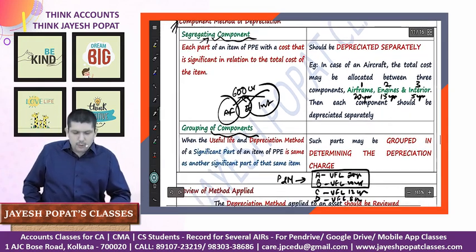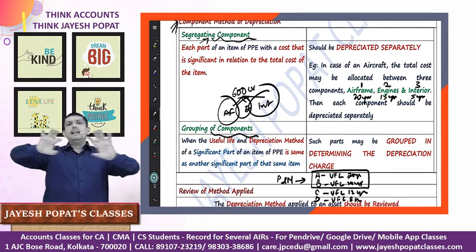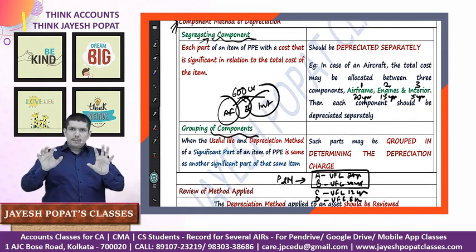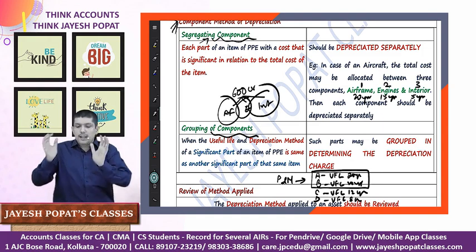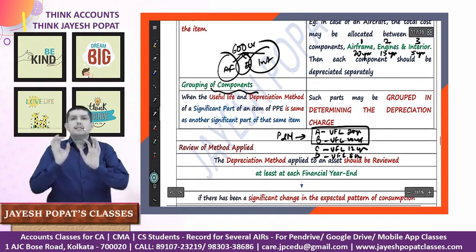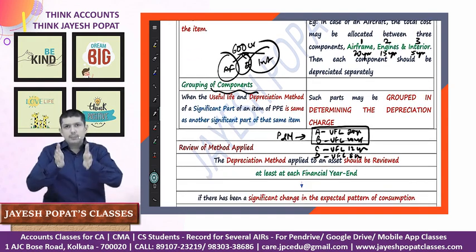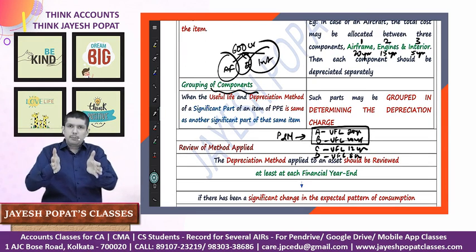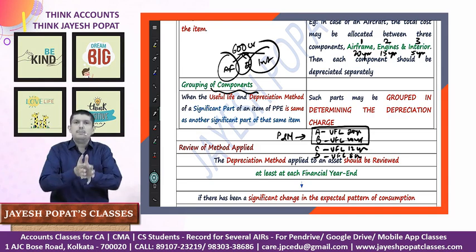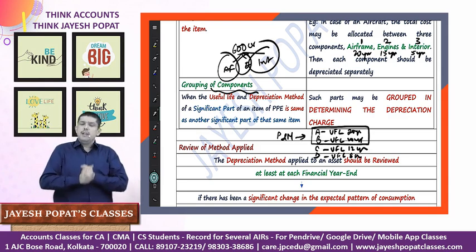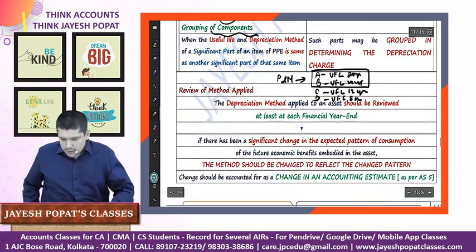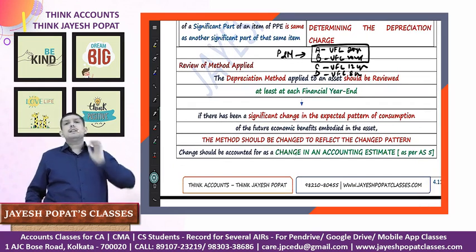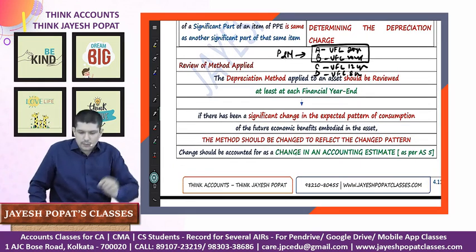So in the first situation you were segregating different components and charging depreciation as per their respective useful life. In the second case, you see that there are certain significant components which have a similar or the same useful life. For those components where there is a same or a similar useful life, you will club them together and charge depreciation on them together, and for those components which have a different useful life, you will charge as per their respective useful life. Review of the method.